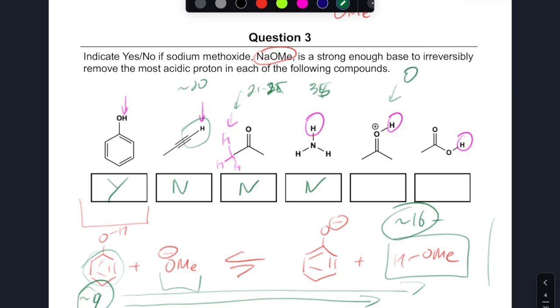It's a very acidic center. Yes. And this is our standard carboxylic acid, so pKa about 5. Yes.